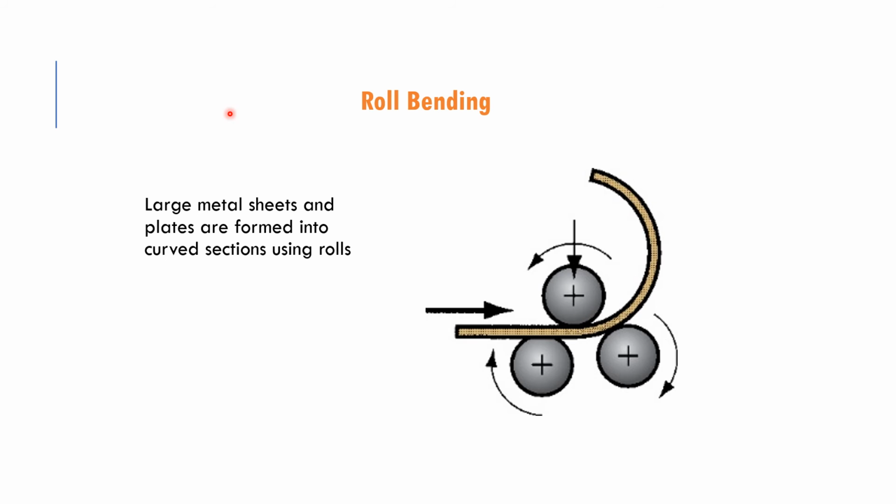The next one is roll bending. In this process, a large metal sheet in the form of plates will be formed into a curved section using the rolls here. For example, the rolls are moving, and then we feed the sheet metal into this part, and the sheet metal will start to bend. So this is how the roll bending process takes place.